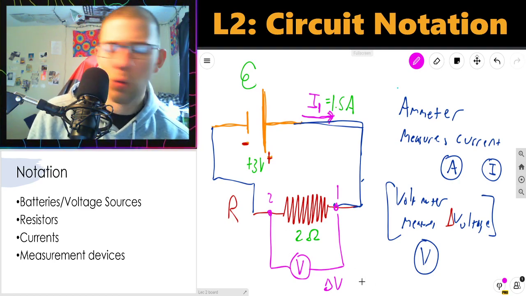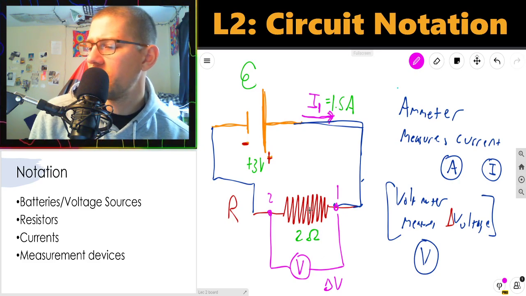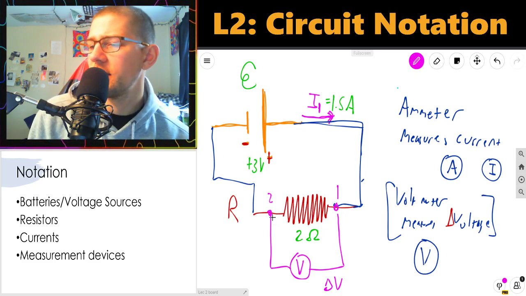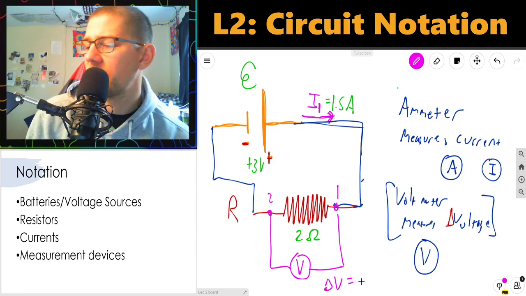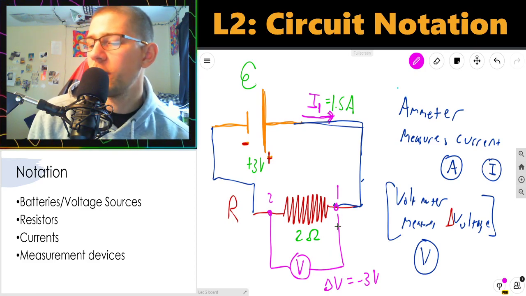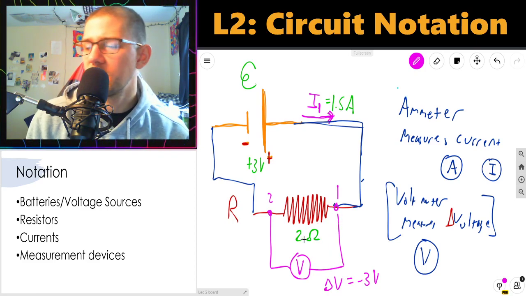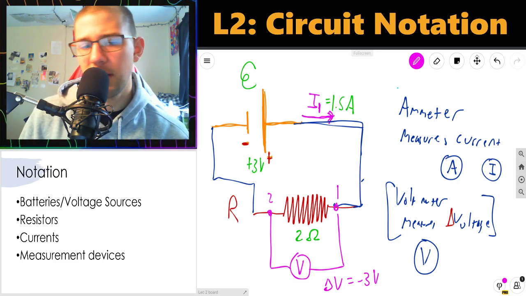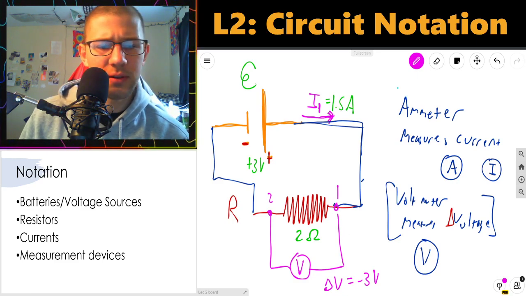Okay, so if I were interested in finding that voltage difference, I could measure it. I would see that in this case, the voltage at the second point minus the voltage at the first point would actually be negative 3 volts. I'd see a voltage drop of 3 volts across this resistor. And again, I'll explain how we get those numbers in a future lecture, or a future part of this series.